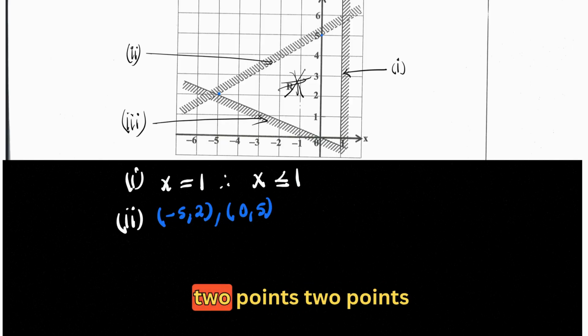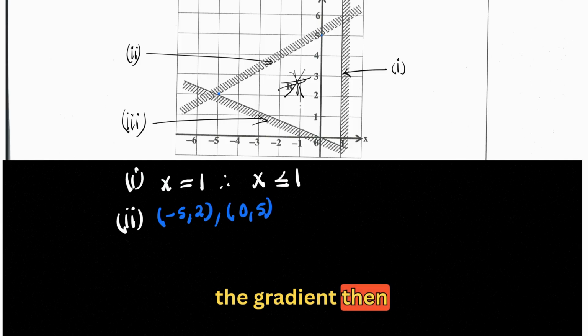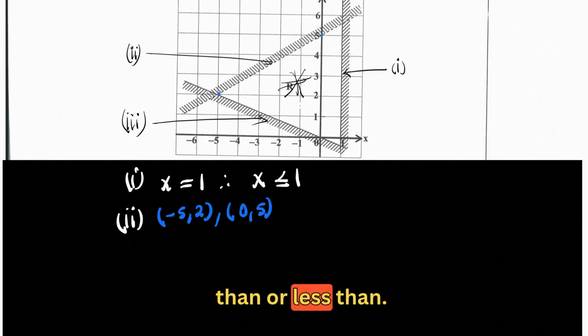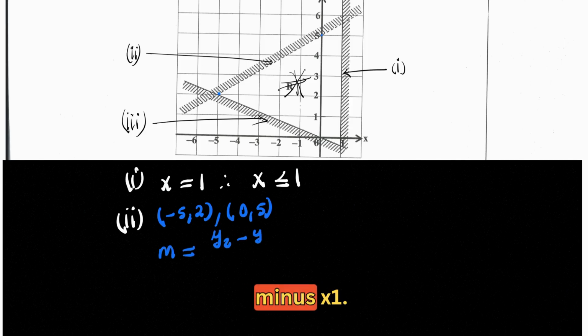We can use these 2 points to find the gradient. Then from the gradient, we can find the equation of the line. Then from the equation of the line, we can test it and see whether it gives us greater than or less than. The slope of the line given 2 points is given by y2 minus y1 divided by x2 minus x1.